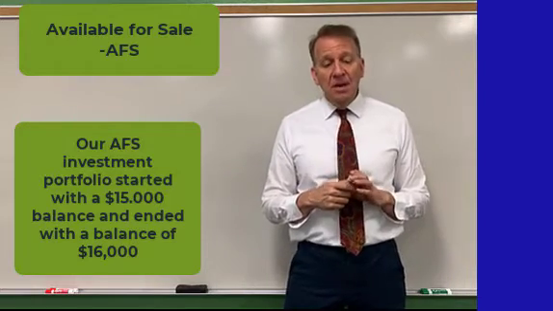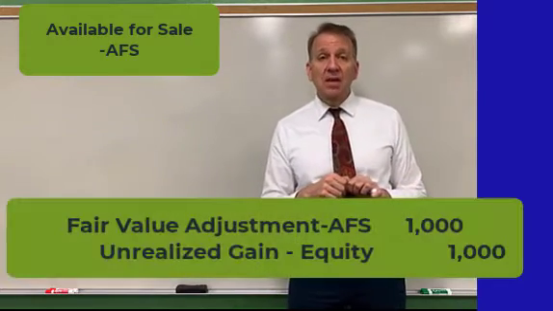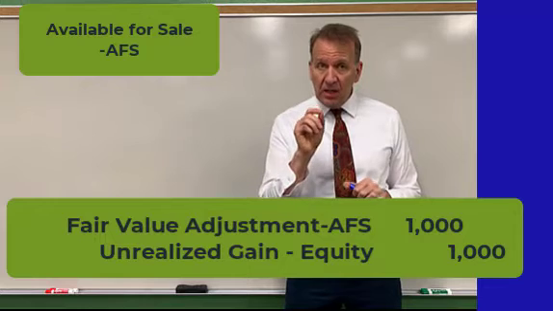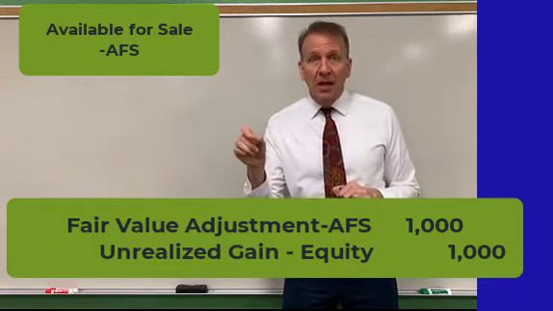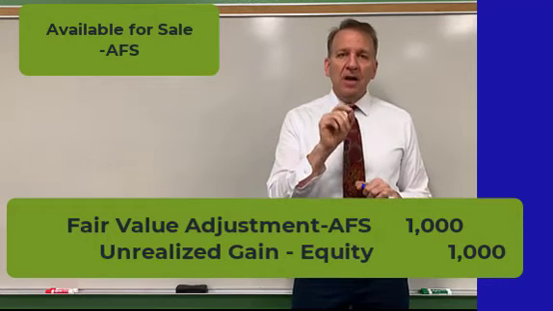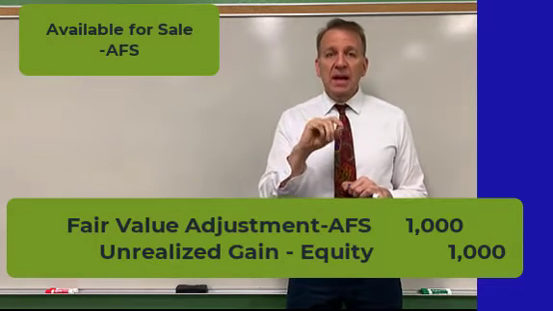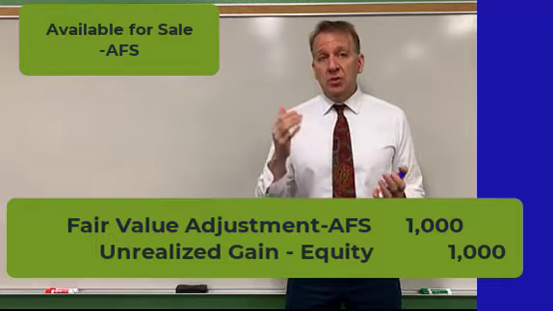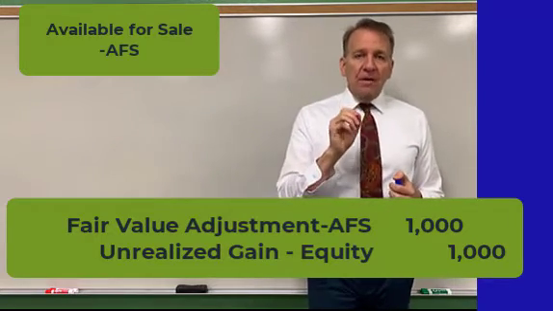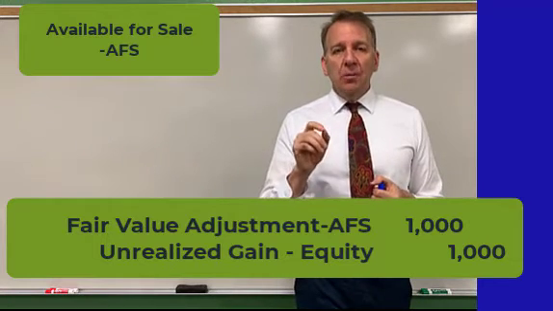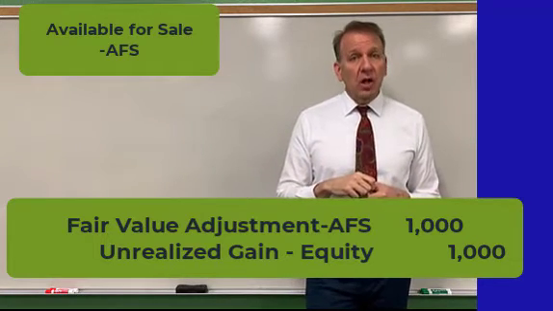So we're going to debit the fair value adjustment dash available for sale. You've got to be very clear there. You have to say available for sale because it's not trading. If you just said a fair value adjustment and you didn't specify, then the reader wouldn't know if it was a trading or available for sale. So in this example, we would say fair value adjustment dash available for sale, and we would debit it $1,000.